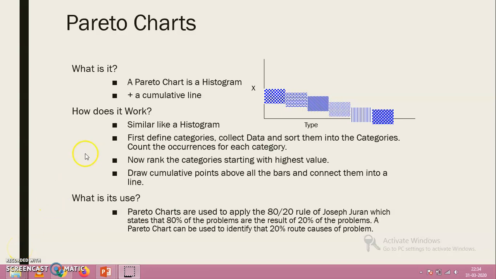Okay, so the next quality control tool is the Pareto chart. So basically, what is a Pareto chart? A Pareto chart is an extension of the histogram. There's a basic difference between the Pareto chart and the histogram, so we'll understand it through an example.